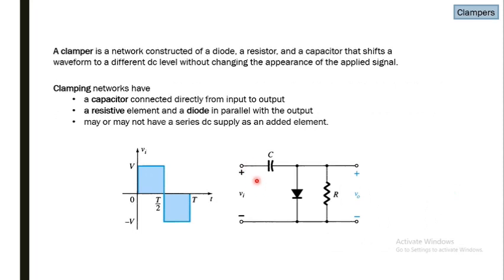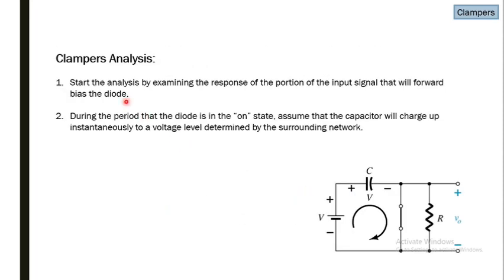In this case, we have to see which part of the signal will forward bias this diode. For example, in this circuit, the positive half cycle of the input signal will try to forward bias this diode. So we should start our analysis from the portion of the input signal when the diode is forward biased.